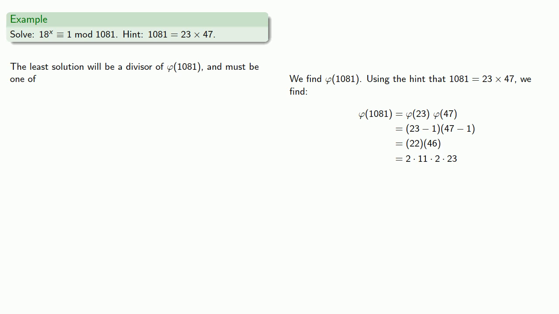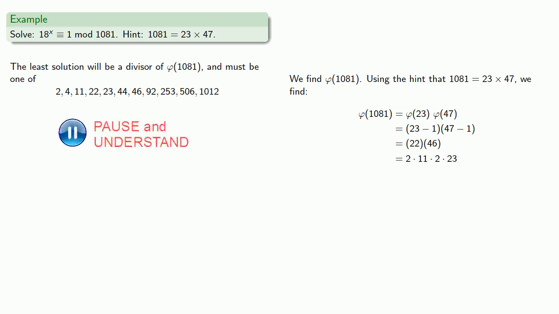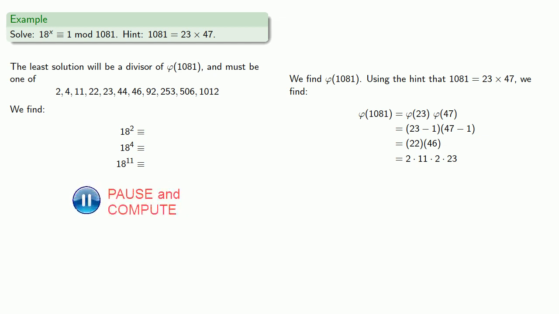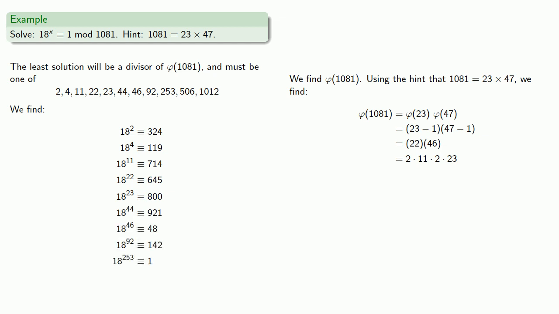So if we take a single number, our divisors are 2, 11, 23. If we take two numbers at a time, we get the factors 4, 22, 46, and 253. If we take three numbers at a time, we get 44, 92, and 506. And if we take all four numbers at once, we get 1012. And the important thing here is that the least solution has to be one of these numbers. And so we try them out, 18 to the second, 4th, 11th, and so on, and we find... 253 is our least solution.